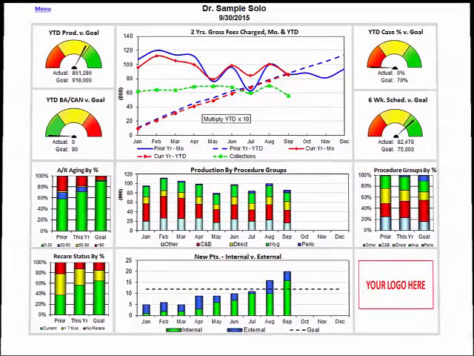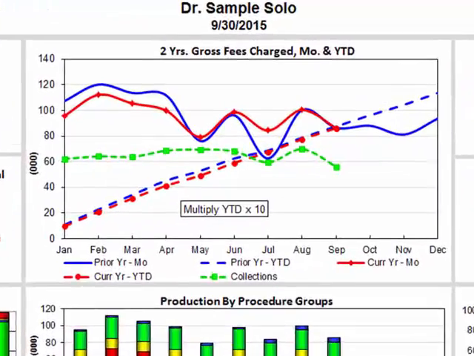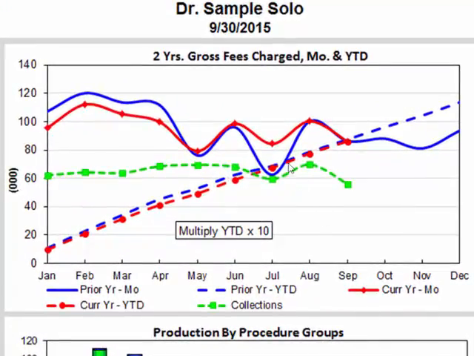So what's this look like? Here's the first of several dashboards, and it may look like a lot of information at one glance until you get used to it. But up in the very center, there's 2 years gross fees charged at a glance. Red is this year, month by month. Blue is last year. Green's your collections.